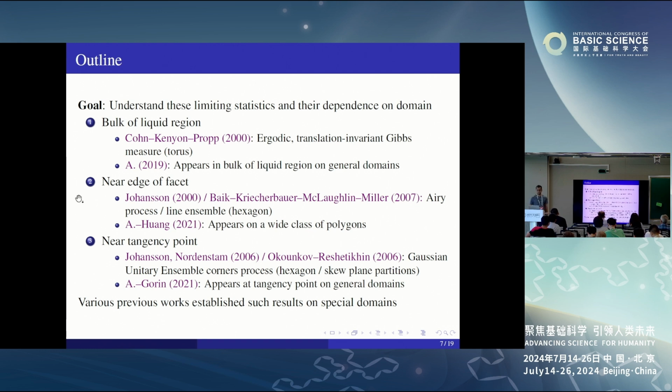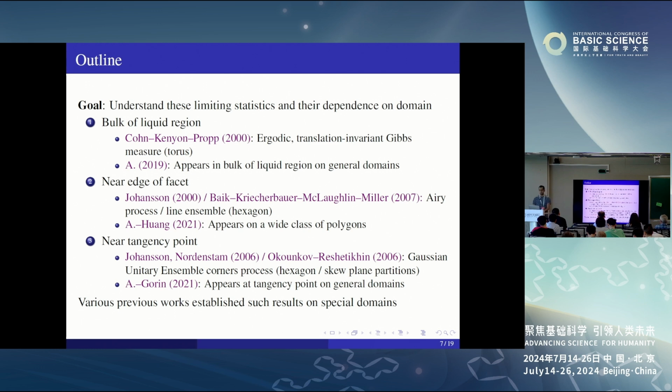And near a tangency location, you get something called the Gaussian unitary ensemble corners process. This is shown in the specific domains of the hexagon or certain families of skew plane partitions in the independent works of Johansson-Nordenstam and Okounkov-Reshetikhin. And in work with Vadim Gorin, we basically showed that this holds around any tangency point on a general domain. I should say that there are many results between these 2 bullet points for all of these 3 examples, and I'll try to survey them towards the end of the talk.